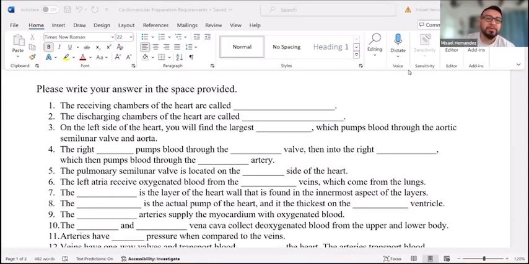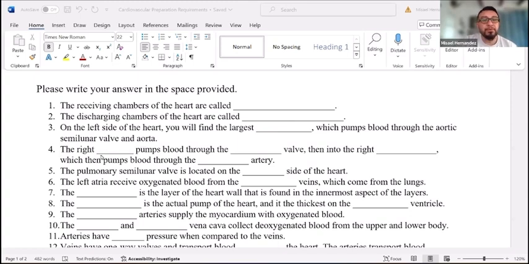All right, so this is for the cardiovascular system, things that I feel that you guys should know. Number one, the receiving chambers of the heart are called blank. Number two, the discharging chambers of the heart are called blank. Number three, on the left side of the heart, you will find the largest blank, which pumps blood through the aortic semilunar valve and aorta.